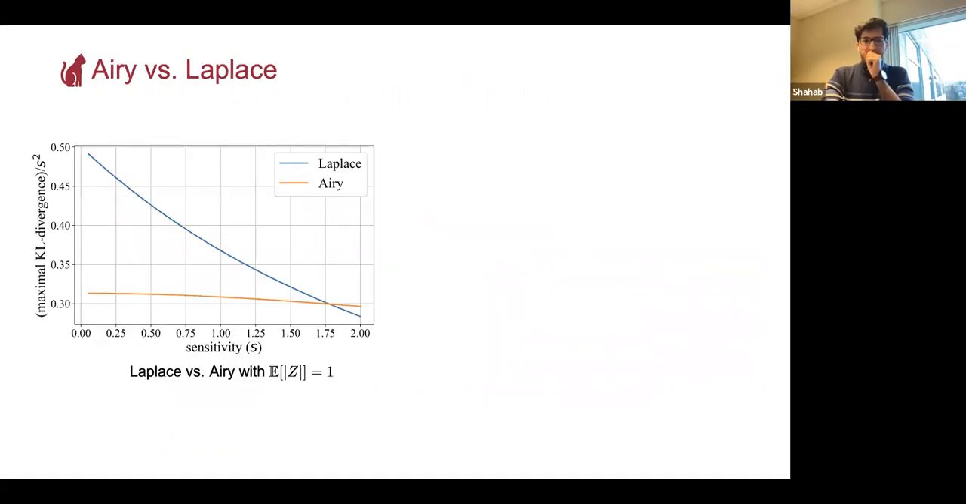Great. Okay. So now Laplace. This is the comparison between Airy and Laplace. On the x-axis we have the sensitivity, and the y-axis is the maximal KL-divergence. We already know that Airy is going to be optimal for a small sensitivity, so as you can see here, there is a gap between Airy and Laplace for a small sensitivity. The smaller the sensitivity is, the bigger the gap between Airy and Laplace. And then at some point, Airy is going to be worse than Laplace. A small sensitivity for this problem is going to be 1.75. So for anything smaller than 1.75, Airy is better than Laplace.